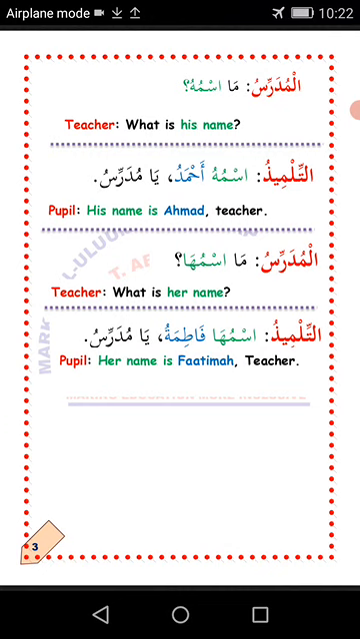Ya mudarris, teacher. Al-mudarris, teacher. Masmuha? What is her name? At-tilmid, pupil. Ismuha Fatima. Her name is Fatima. Ya mudarris, teacher. لعلك فهمت? I hope you understand. MashaAllah.